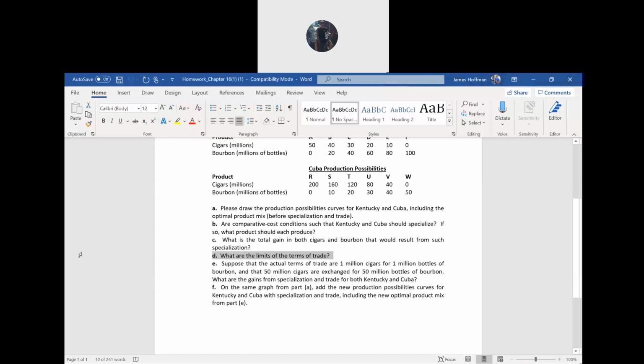All right, then determine the limits of the terms of trade. So what is a trade that's going to make both countries better off? Remember, you've got to find the good that they're going to specialize in and make the trade such that they both beat their initial cost ratios. They've got to be better off with the trade.